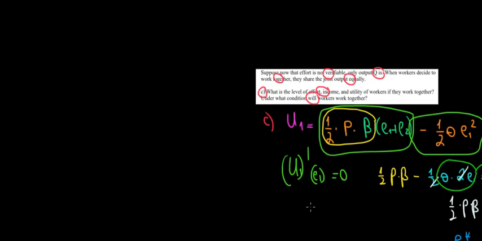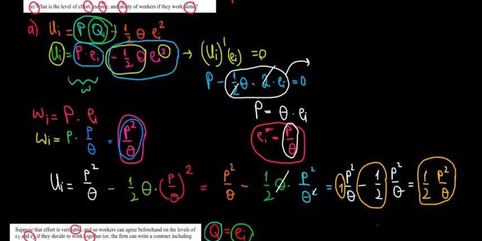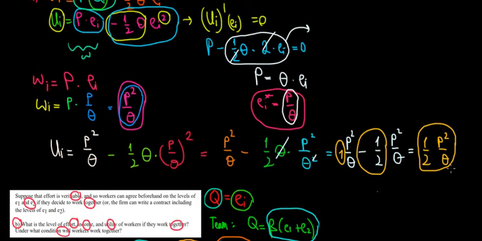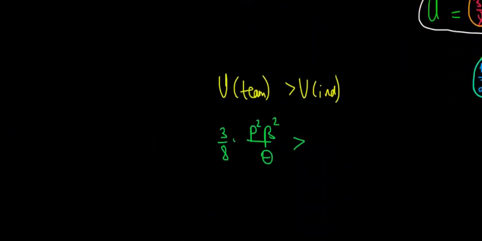Yeah, this is part C. Here, that utility was equal to 1/2 p square over theta. Let's compare it. We just said 1/2 p square over theta, 1/2, like that. Now, cancel out whatever we can. What can we cancel? P square, theta, theta.